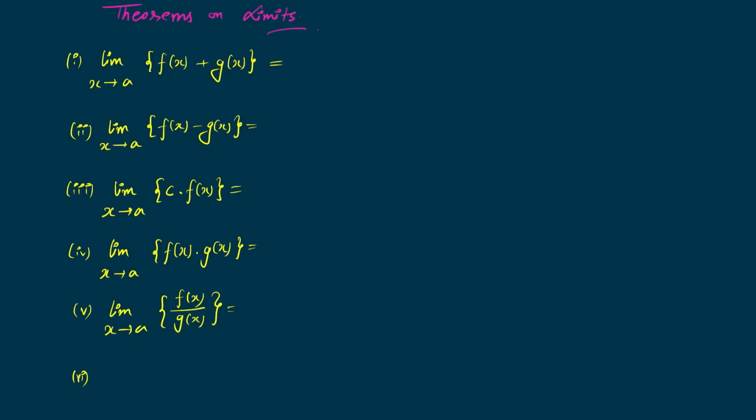Next we have some theorems on limits which you should know. Number one, as you can see, there is a limit extending to a, and there are two functions f(x) and g(x) which are being added. So in this case we can just distribute the limit to each term, like we can write this as limit extends to a f of x plus limit extends to a g of x. So we can do like this.